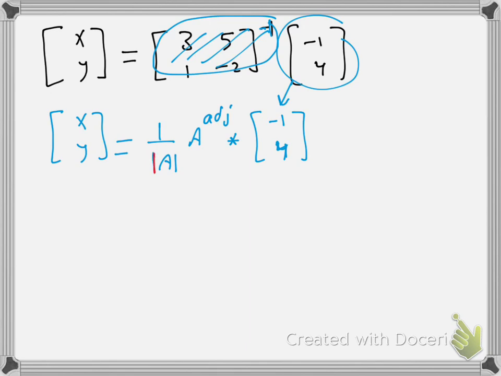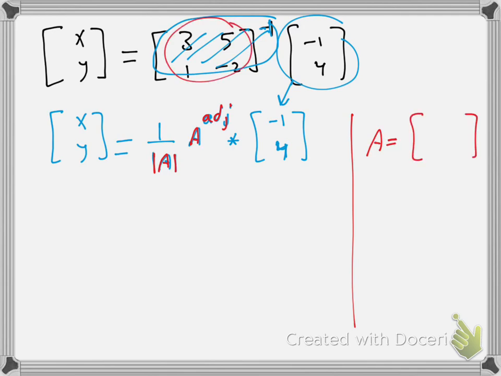Then to complete the answer, I should compute determinant A and I should complete A adjoint. After that, I will just do the multiplication. Then let's do that here. The matrix A itself, it was what? 3, 1, 5, and negative 2. Then let's compute the determinant of that matrix.